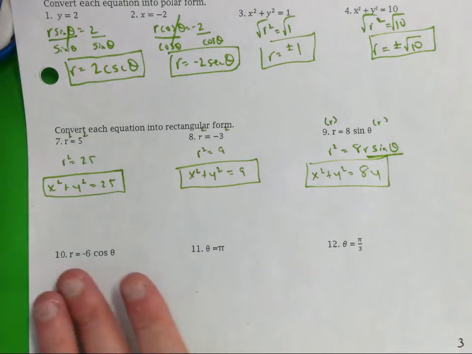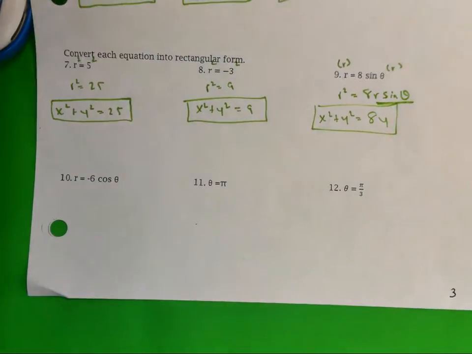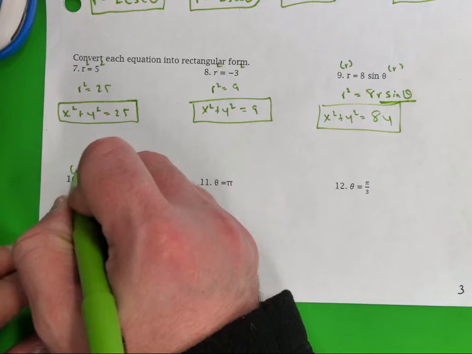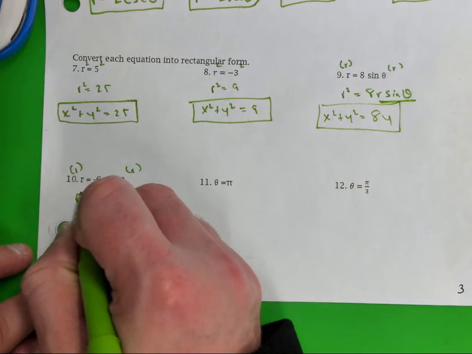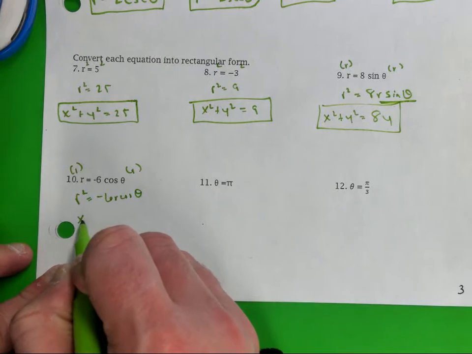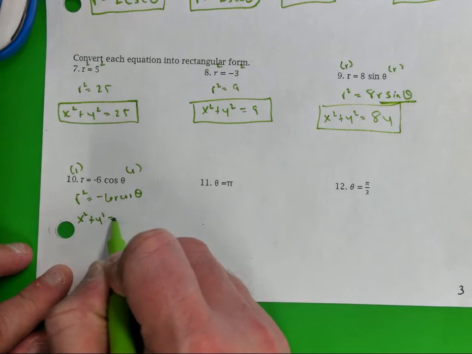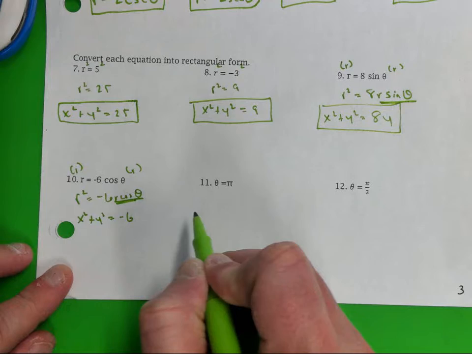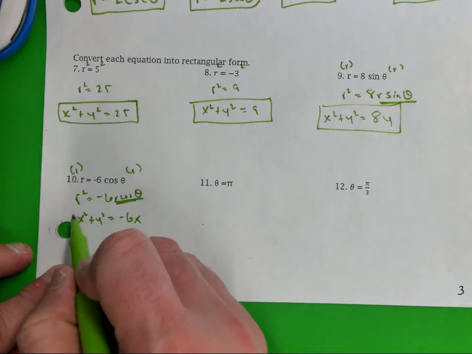On number 10, do I need to square both sides or just multiply both sides by r? Multiply both sides by r. That gives me r squared equals negative 6 r cosine theta. r squared can be replaced with x squared plus y squared equals negative 6. What can I replace that with? x, and that is my answer.